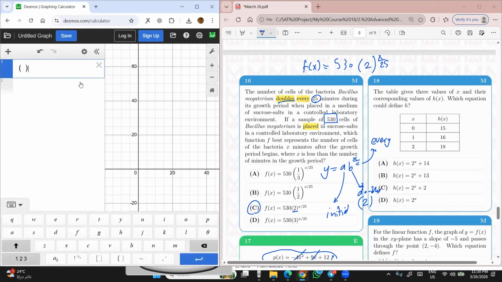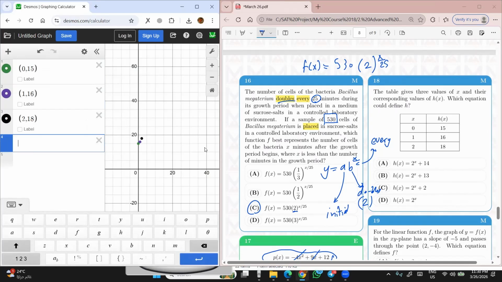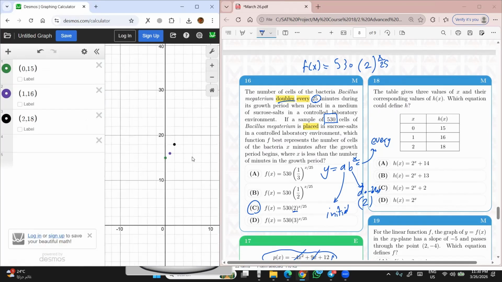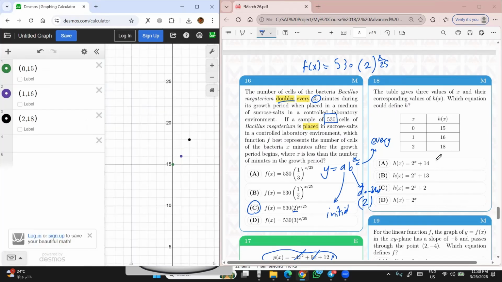Look, 0 and 15, 0, and then comma, write 15. Equal, enter, and then 1 and 16, another 1, 1, comma, 16. And then 2 and 18, another pair of parentheses, so 2 and 18. These are the 3 points. We can zoom in to see them well. And then we can graph any of these.